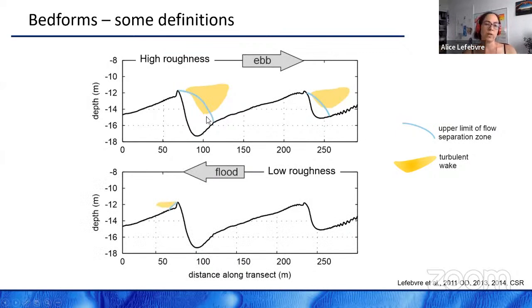Whereas during the flood, over the very gentle lee side, there is no flow separation and no turbulence which forms. And sometimes there is just the crest of the bedform, which might be steep enough to create a small flow separation and turbulence, but not very much. So there might be variations in roughness depending on the tidal phase. And that is something that I looked at in the Knudedyb tidal inlet in Denmark that I showed you at the beginning.